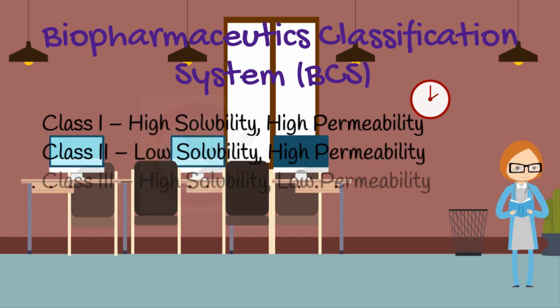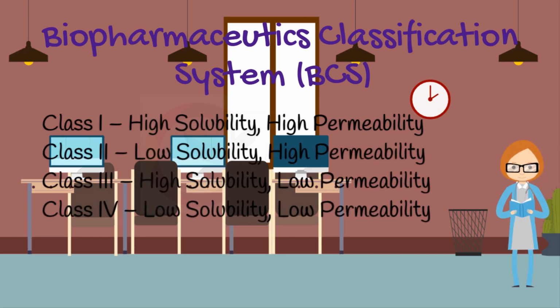Class 1 having high solubility, high permeability. Class 2 having low solubility, high permeability. Class 3 having high solubility, low permeability. Class 4 having low solubility, low permeability.